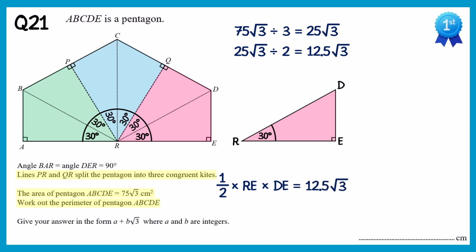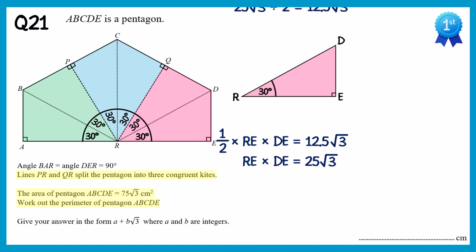If we now multiply both sides of this equation by 2, on the left-hand side, the 2 will cancel with the half, so we'll just have RE multiplied by DE, and on the right-hand side, 12.5 root 3 multiplied by 2 is 25 root 3. So we find that RE multiplied by DE must give us 25 root 3.